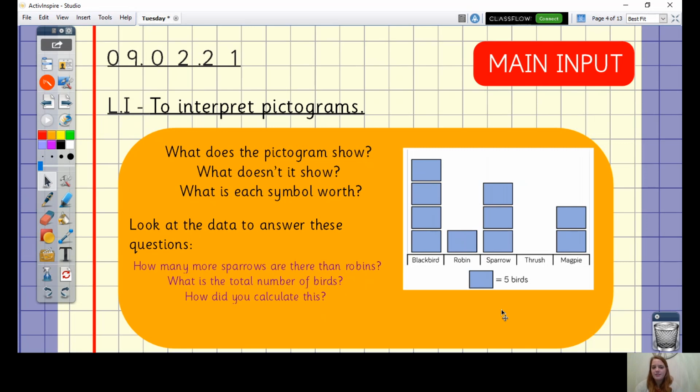Okay, so now that we know that, there are 3 questions I'd like you to answer about this pictogram. The first one is, how many more sparrows are there than robins? So remember, we need to look at how many sparrows there are, how many robins there are, and then we're finding the difference between those 2 amounts. And then the next question is, what is the total number of birds? And how did you calculate this? So think about the best strategy to use to calculate the total number of birds. What is the best thing to do to find the total?